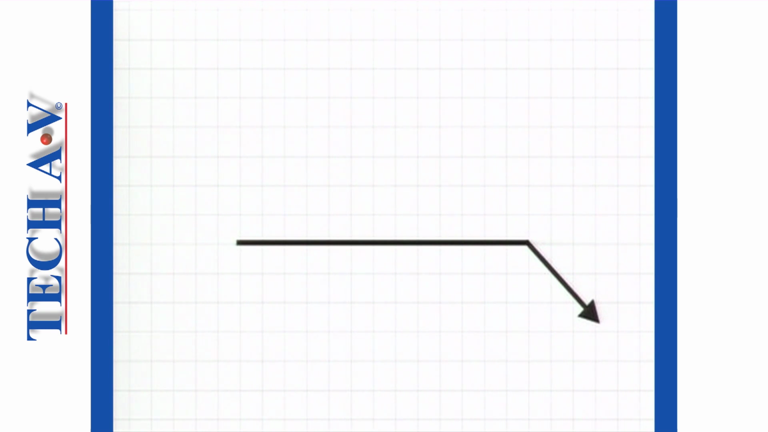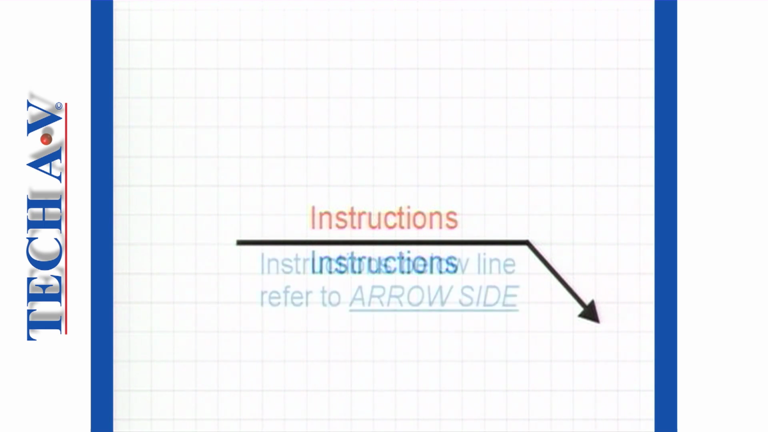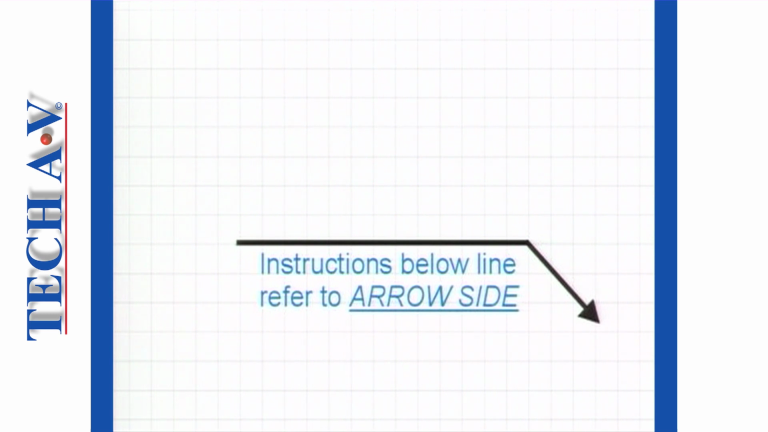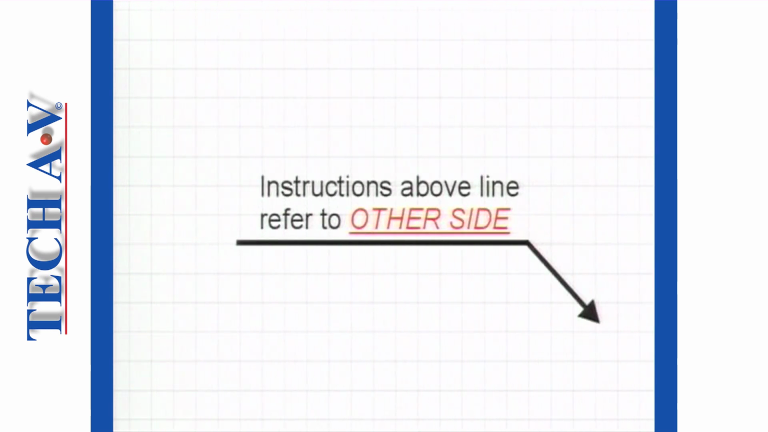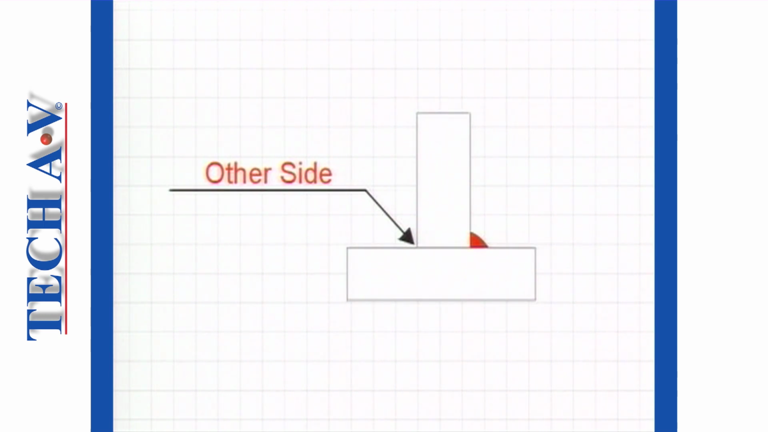The what-to-do information or instructions are placed either below the reference line, above the reference line, or on both sides of the line. When the information is placed beneath the reference line, then that detail refers to the arrow side of the joint, that is, the side of the joint that the arrow is contacting or pointing to. If the data is placed above the reference line, then that detail refers to the other side of the joint.